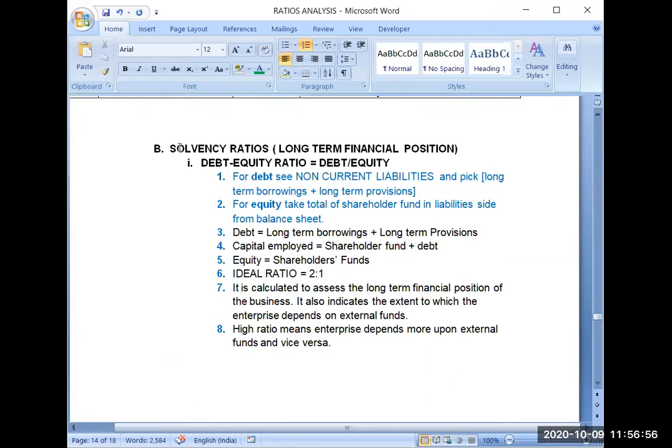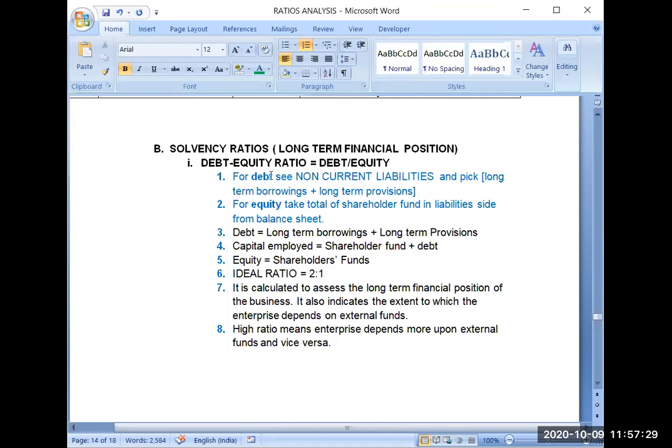So liquidity ratios were calculated for assessing the short-term financial position, and that's why there is a major role of liquid assets, current assets and current liabilities, working capital. But here you will be assessing the long-term financial position of the company or of the business. That's why long-term assets and long-term liabilities like shareholder fund and non-current liabilities will have a major role in these topics. Now, the first type of ratio is debt equity ratio.